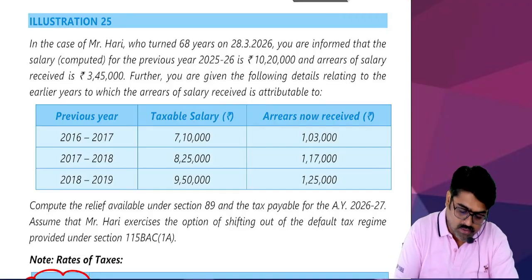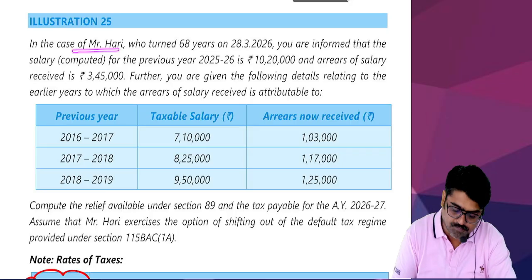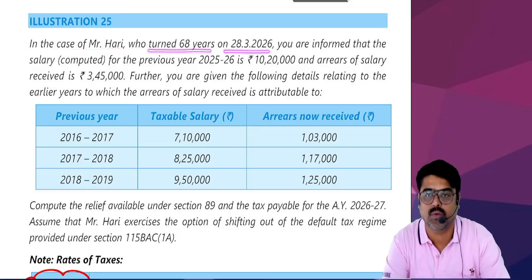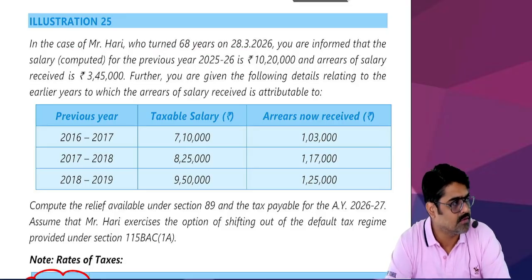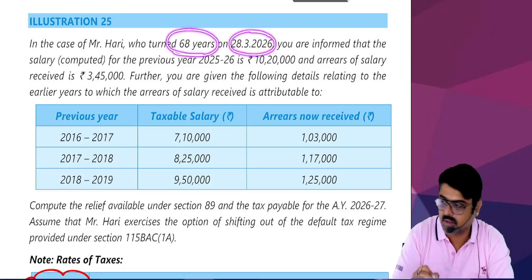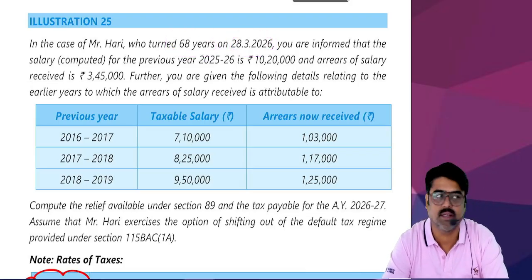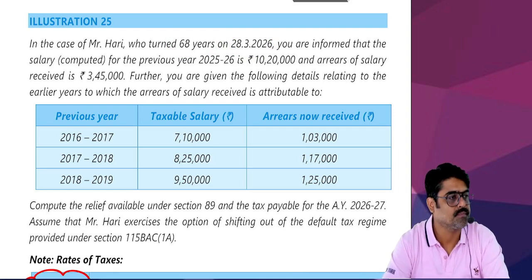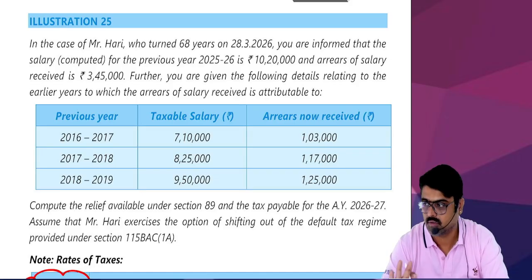Okay. In the case of Mr. Hari, who turned 68 years on 28th of March 2026. So please remember this date and this information that he is 68 years old. On which date? 28th March 2026. He turned 68 years old.